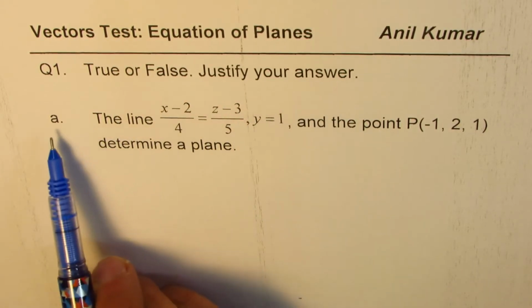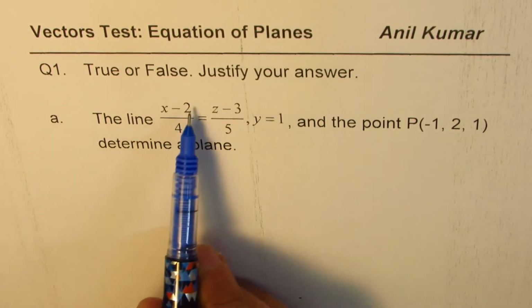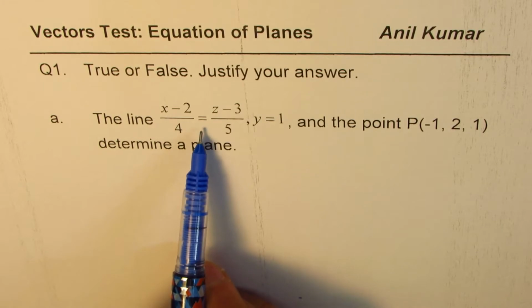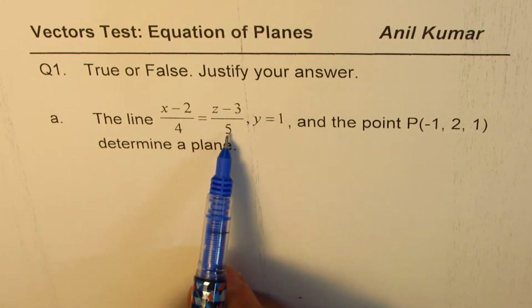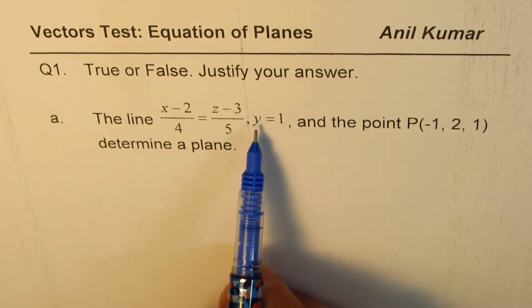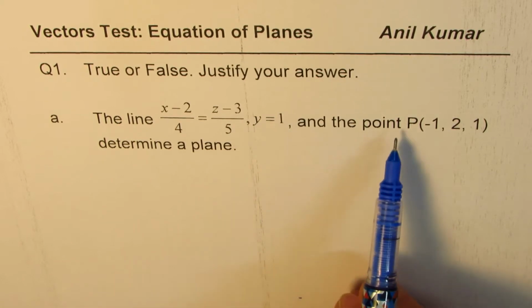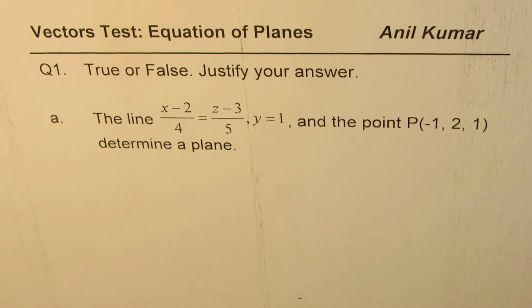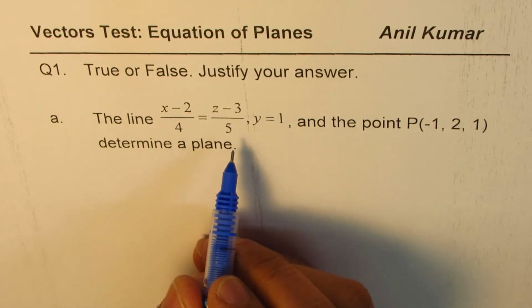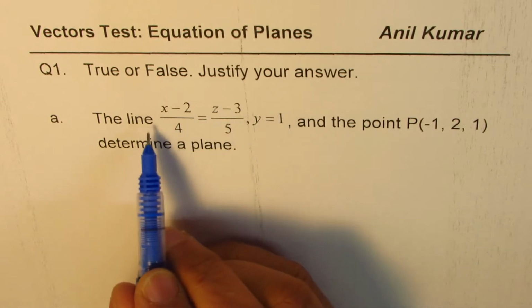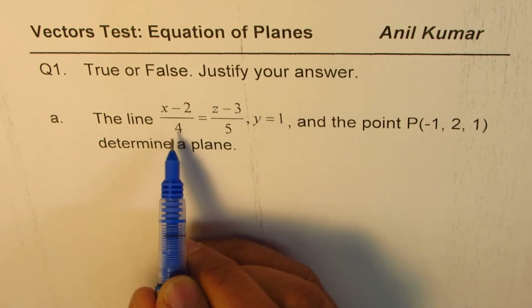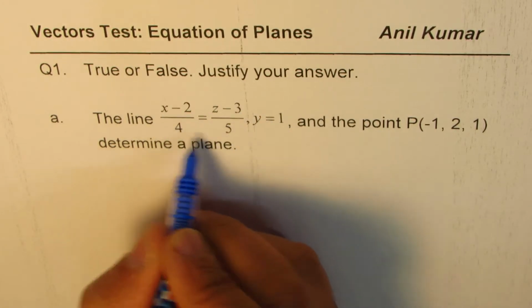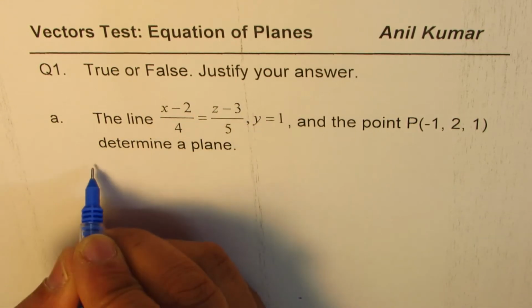Justify your answer. A. The line (x minus 2) divided by 4 equals (z minus 3) divided by 5, y equals 1, and the point (minus 1, 2, 1) determine a plane. Is it true or false? So let's look into this. Now this particular line gives you direction. So let's write down the direction given by this line.